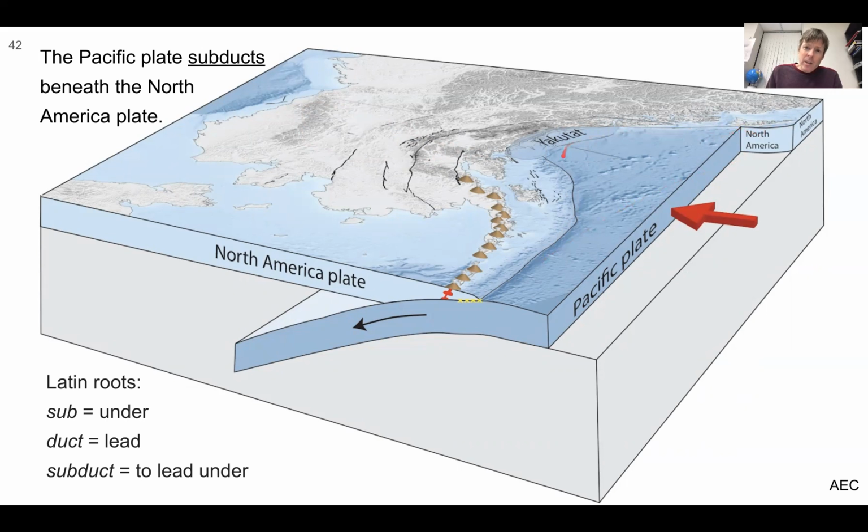We can see that as it goes under, we have this arc of volcanoes being shown here, and the contact is where these great large earthquakes are created. So just as a reminder, we have this Latin root of sub, under, duct, lead. So subduct means to lead under. And this is the picture we want to keep coming back to and thinking about earthquakes in Alaska, and really the origin of some of the spectacular features, mountain ranges, trenches, all that we have.